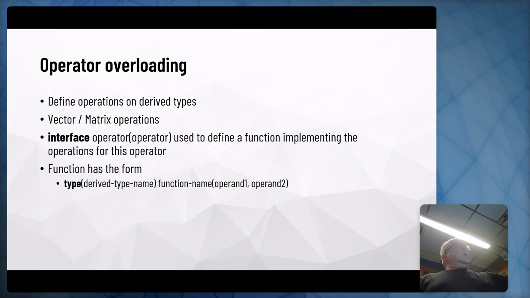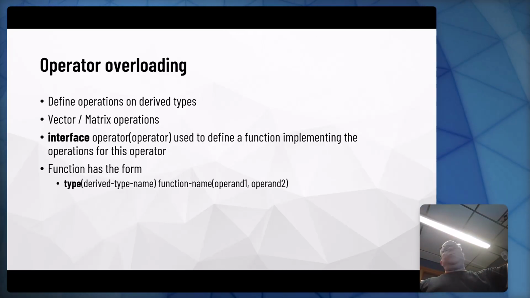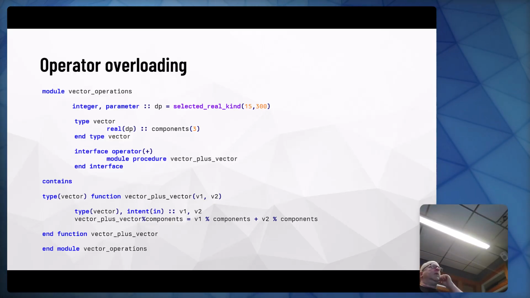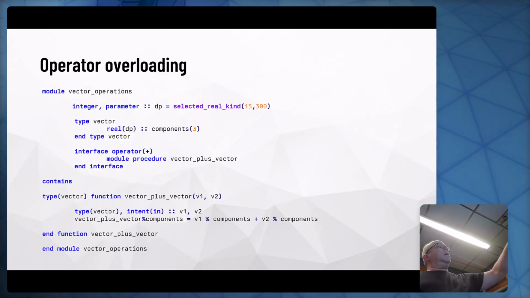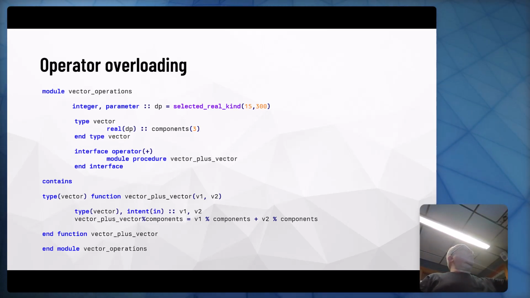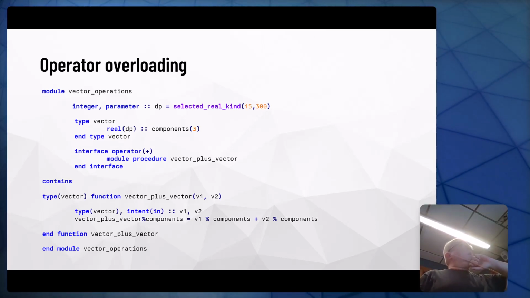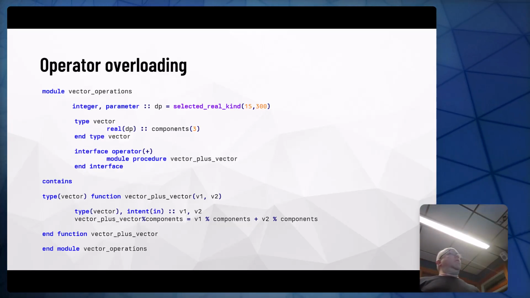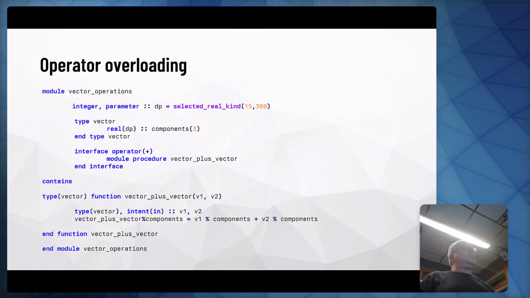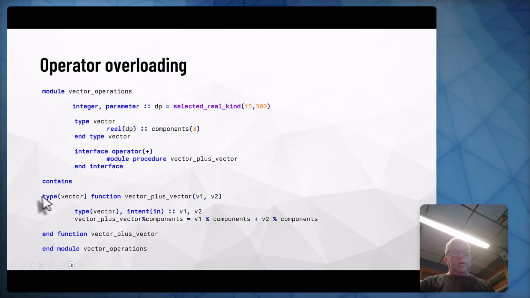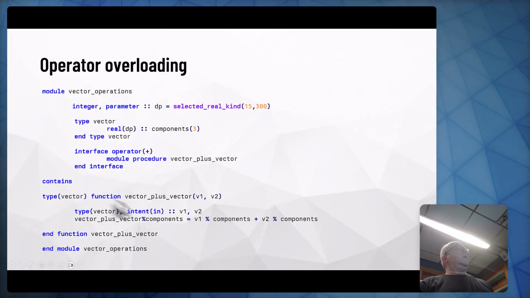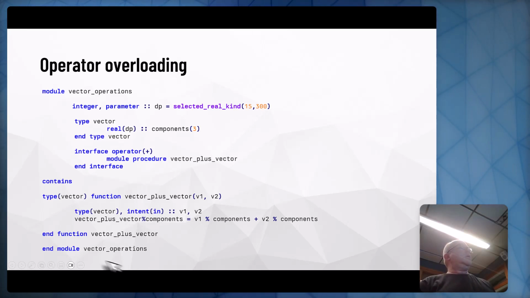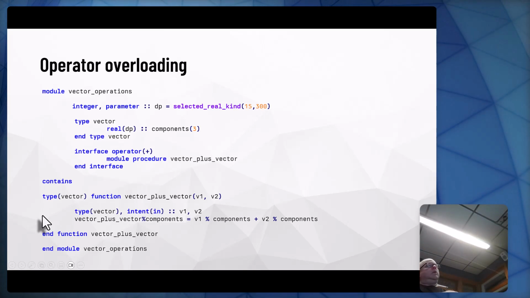Usually the function has the form of your derived data type, function name, operand 1, operand 2. So here I have implemented a simple vector library with only one operation. I have interface operator plus, and you can see I declare my vector as a real with 3 components. Then I define that I want the plus operator to be overridden, and I give vector plus vector. Here I have type vector, that is the data type I've defined, and a function vector plus vector, which I've given for implementing the plus operator, with 2 operands, and then I do my vector addition here, and that's what you actually need.